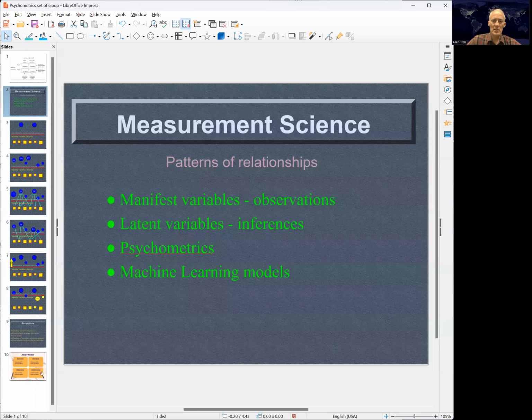In psychometrics or measurement science, two core concepts and terms are manifest variables, observations at the surface, like the tips of icebergs, and latent variables, which we only can infer using statistics, machine learning, philosophy. These are underneath the surface, like 90% of icebergs. Another core term is construct, another word for latent variable.